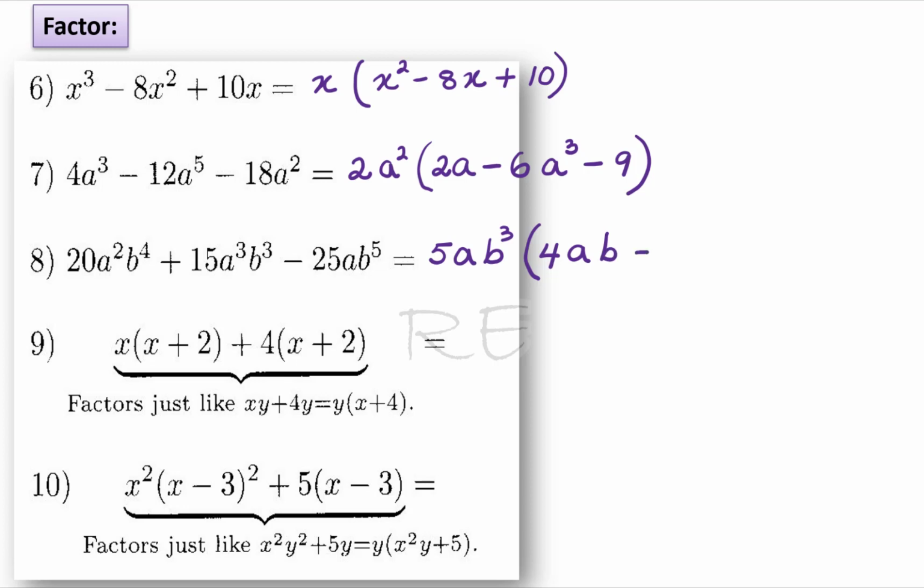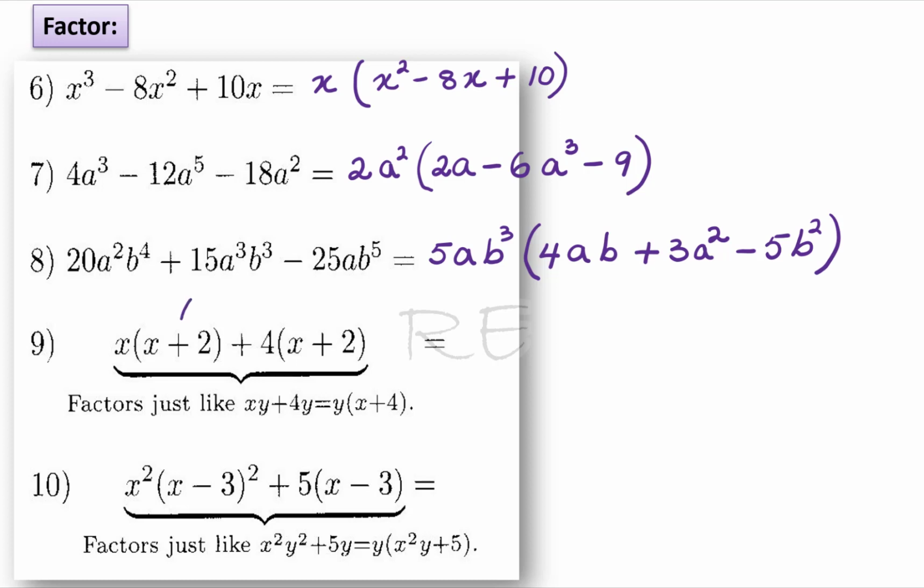We're left with 4ab plus 3a to the second times 1, so it's just 3a to the second, minus 5 times 1 times b squared.